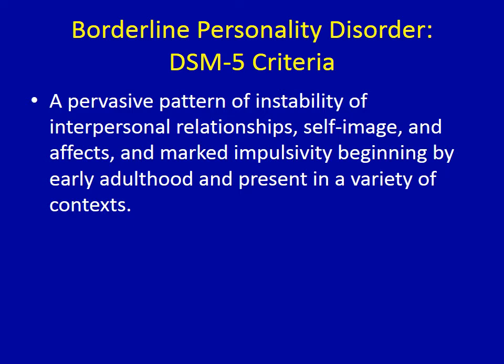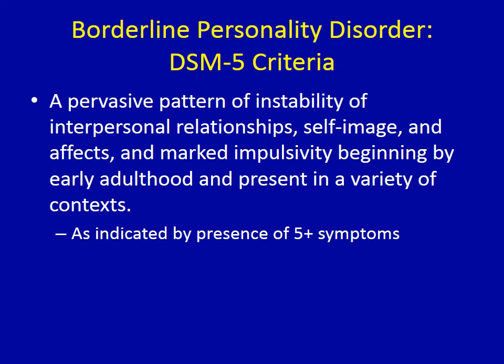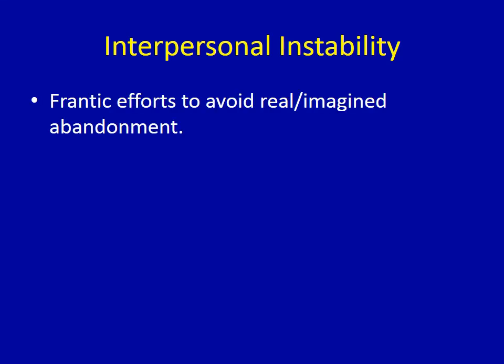Specifically for borderline personality disorder, we're going to require the presence of at least 5 symptoms, and we'll talk about the different symptoms and the different domains of instability that they represent. So the first domain of instability is interpersonal instability, so thinking about characteristics of interpersonal relationships. One very defining symptom of borderline personality disorder is frantic efforts to avoid real or imagined abandonment.